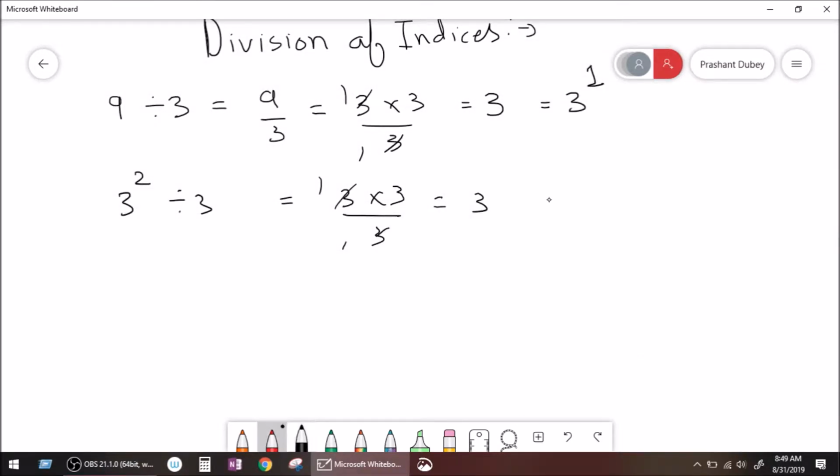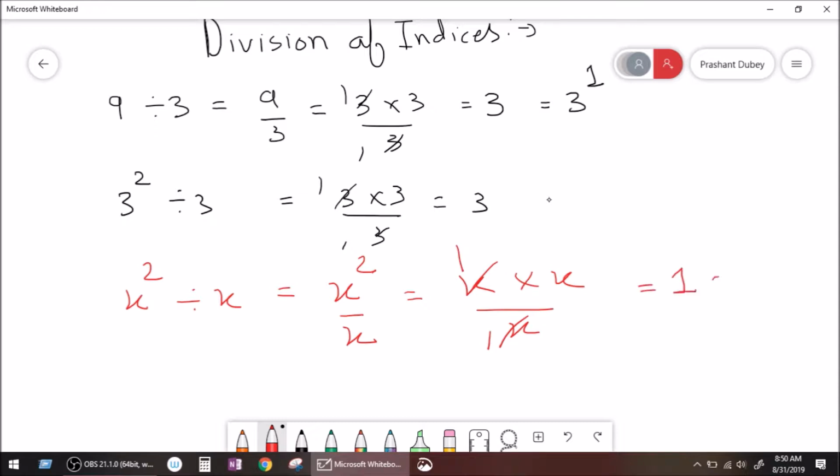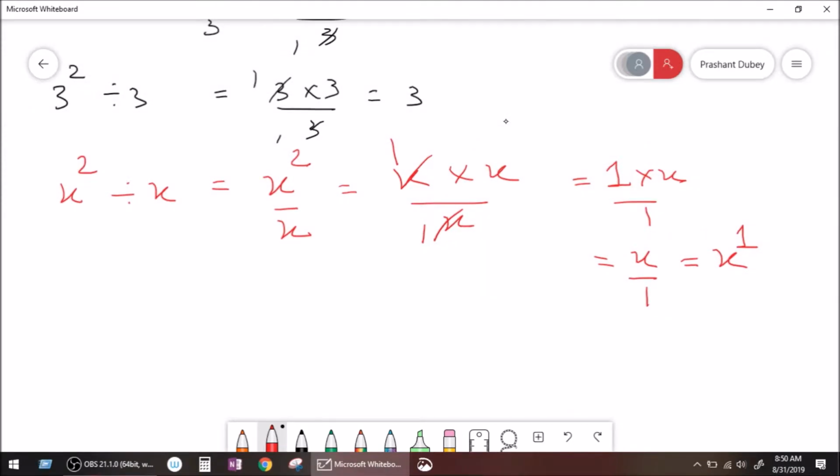So, next one. If I say x to the power 2 divided by x, this is equal to x times x divided by x. So, x times 1, equals 1 times x divided by 1, equals x over 1, equals x, or x to the power 1. Right, class?